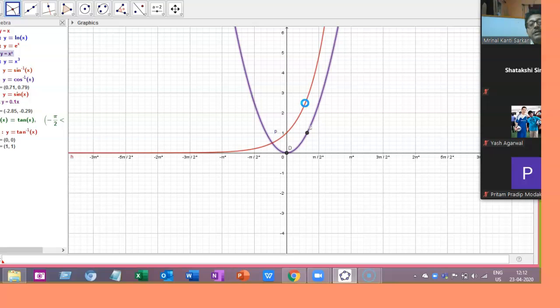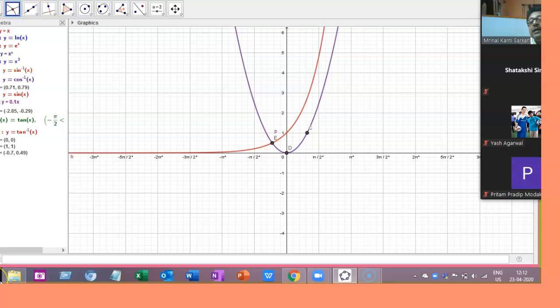Then this point of intersection is E. E has coordinates (-0.7, 0.49). Okay, if you don't have GeoGebra, you are not able to apply it in your exam, but you can plot the graph of y equal to e to the power x. You can plot the graph of y equal to x square. From there you can predict a solution.